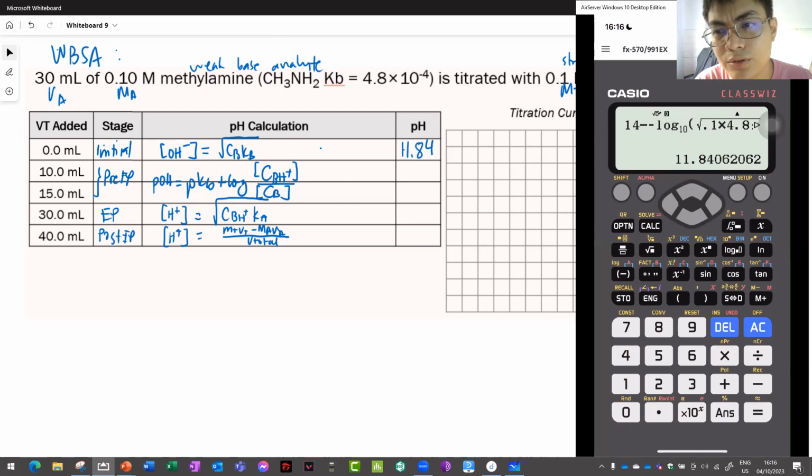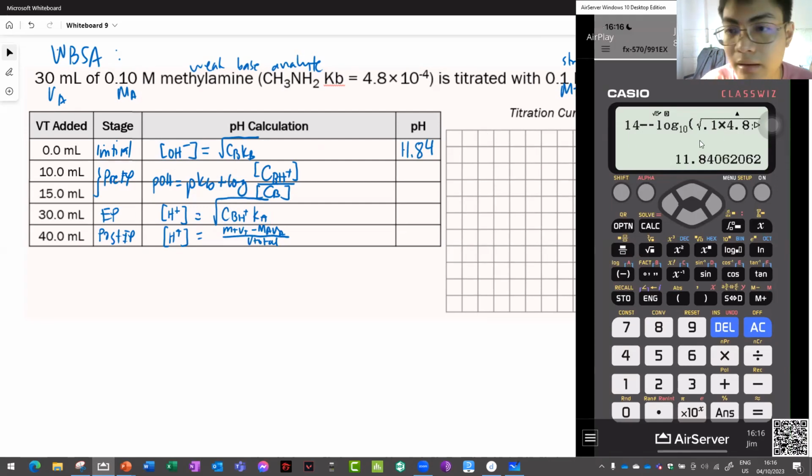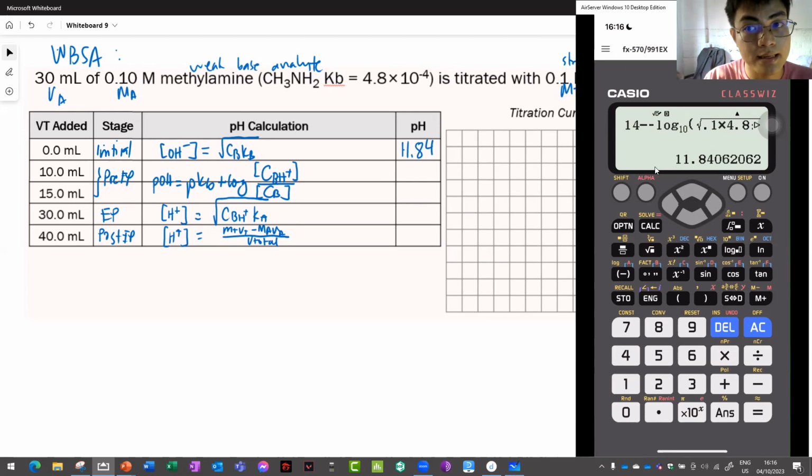So again, you should know how to type in the calculator so that when you press equal sign, the pH comes out right away. You have OH here, so you take the negative log to get pOH, then subtract that from 14 to get pH. So 14 minus negative log of that thing. Okay, you can do that.